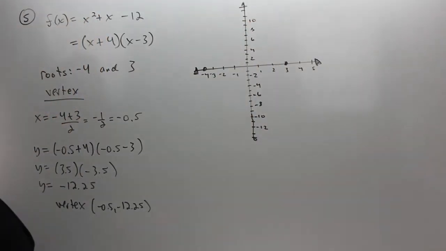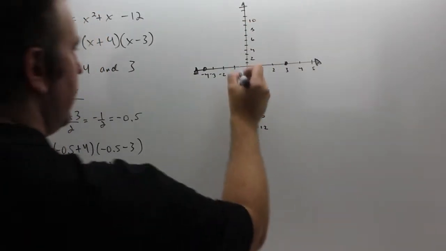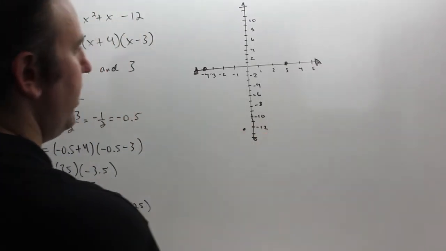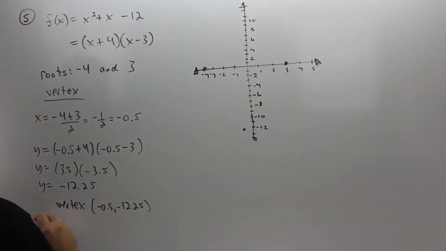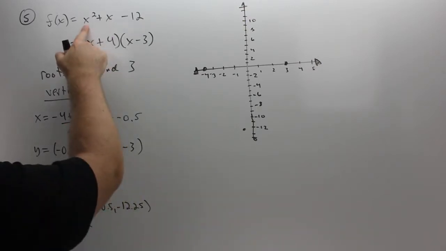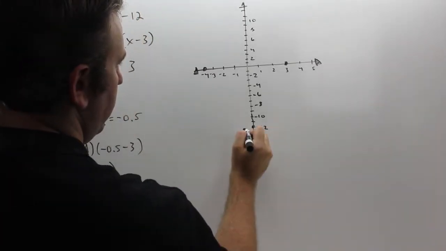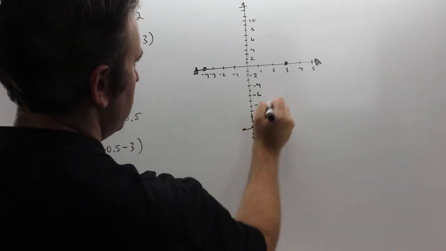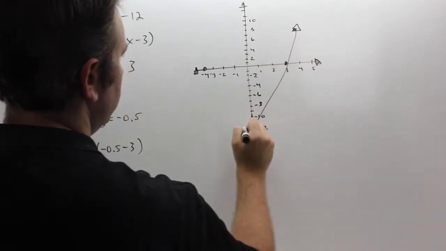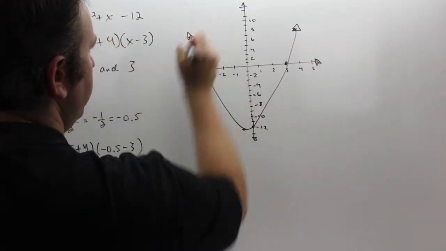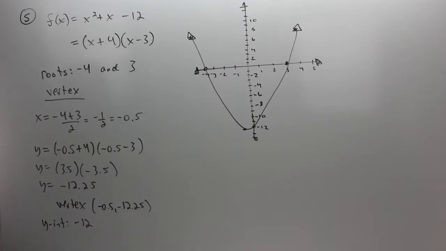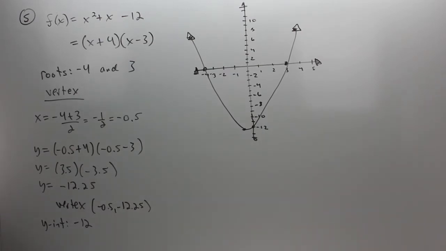Okay, so negative 0.5, negative 12.25, and then I guess we want to find the y-intercept too. It's not bad to have, which in this case is going to be at negative 12. 0 squared plus 0 is 0, minus 12 is negative 12, so like that. So now you're ready to graph this quadratic. You're just going to plot the points like so.